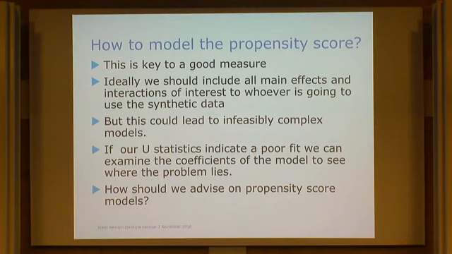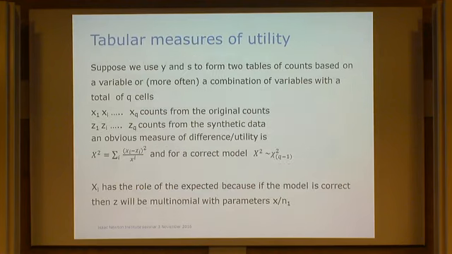If our U statistics indicate a poor fit, we can have a look at the coefficients to see where the problem lies, and that's a good thing, and that works fairly well. But it's quite often difficult to relate the coefficients of propensity score models to what's actually going on in the data. Sometimes it jumps out at you, but sometimes it doesn't, because sometimes it's 2 or 3 coefficients and you don't quite work out how they go together. And I think an open question is how we should advise people to use these propensity score models. So hopefully this will now take me on, yes, to tabular measures of utility.